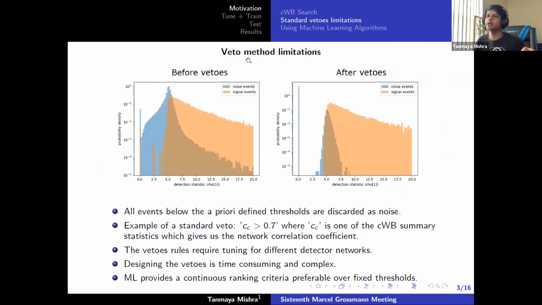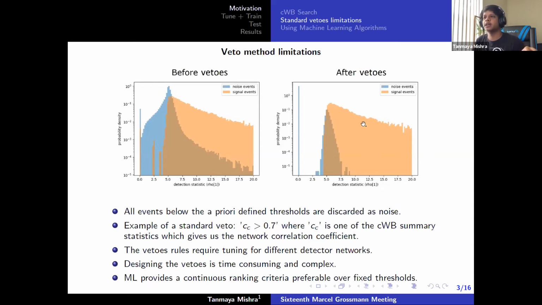So before we go ahead, let us look at the veto method's limitations. In this plot, we can see on the left the distribution of noise events and signal events before application of any vetoes. On the right, we have the background noise and signal distribution after application of vetoes. We can see that most of the noise events are discarded by the veto method. An example would be CC greater than 0.7, where CC is the network correlation coefficient and is one of the CWB summary statistics. The problem is that we risk losing some of the signal events that do not make the threshold. And we can see that some noise events make it into the signal event distribution because they have passed the thresholds that are put on the summary statistics.